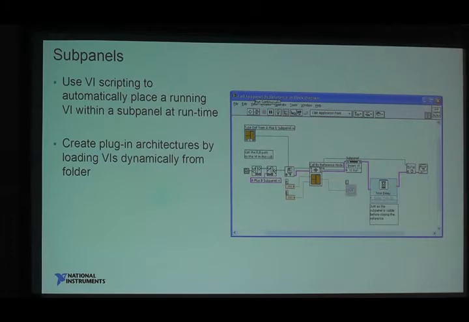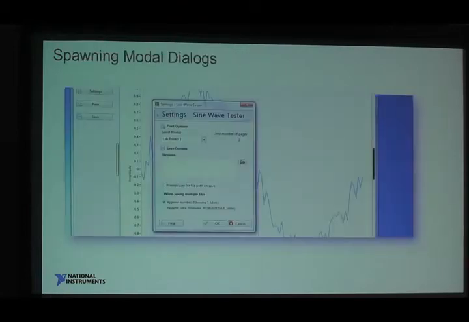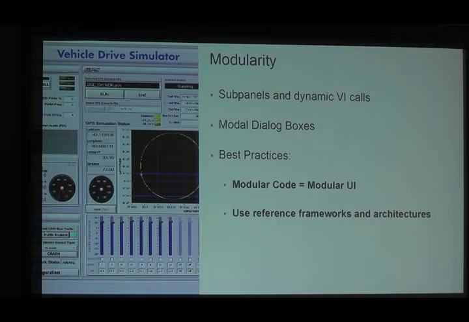Subpanels allow you to call a VI inside of a panel at runtime dynamically. So one thing we can create is a plugin architecture where we can dynamically load a bunch of VI front panels depending on what's in the directory. So that allows us to dynamically insert new VIs. Modal dialog boxes. This kind of goes back to the comment about how many windows you should have open at the moment. Should usually just be one, and then we'll have a modal dialog that forces the user to interact with it before they can get back to the original application.